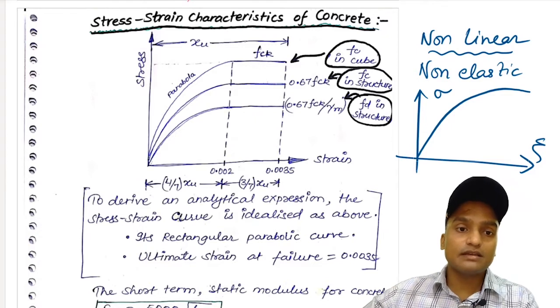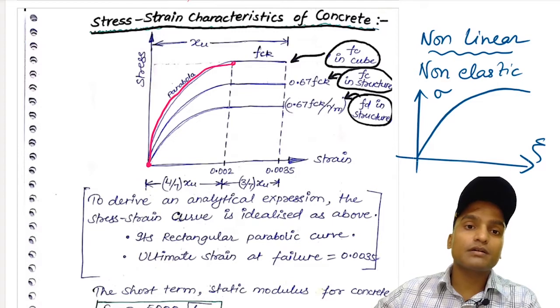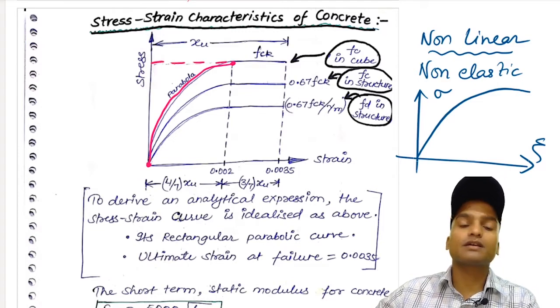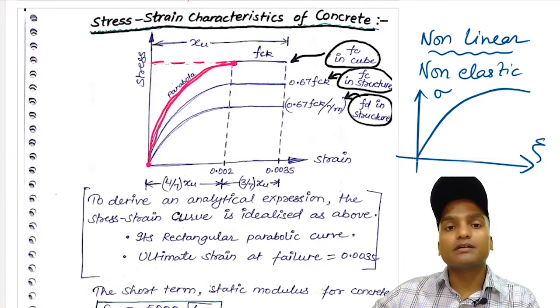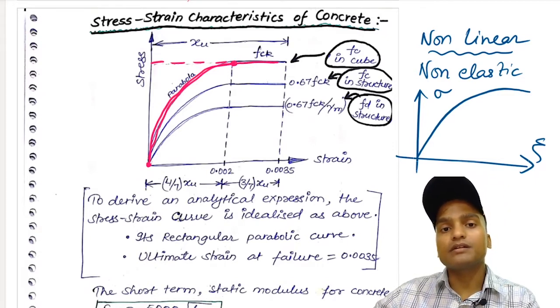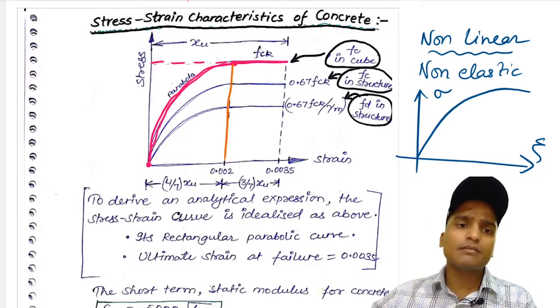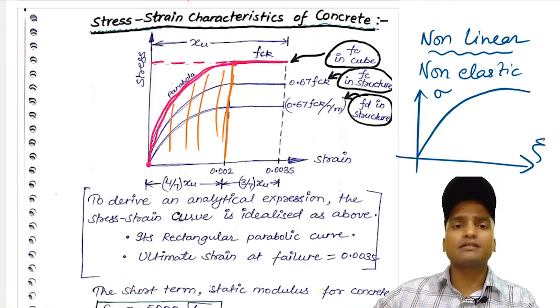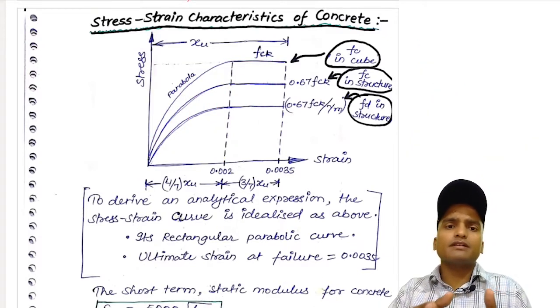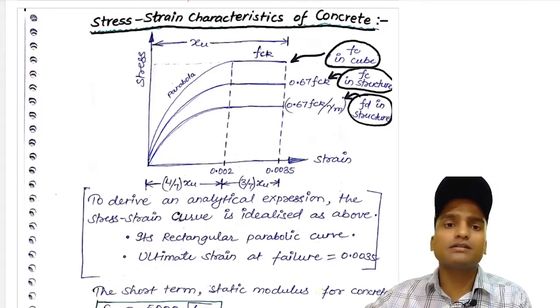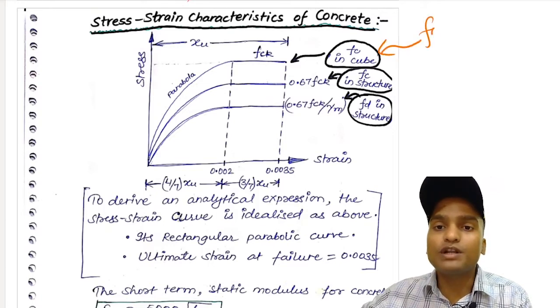You can see one portion from the origin to this point. If this is the value of fck, this is a parabolic curve, and after this point the curve follows a linear trend. So this area is parabolic, whereas this area is rectangular. If you are looking at this curve, you will find three graphs in the same curve. The first one is the original curve that we obtain for a cube.